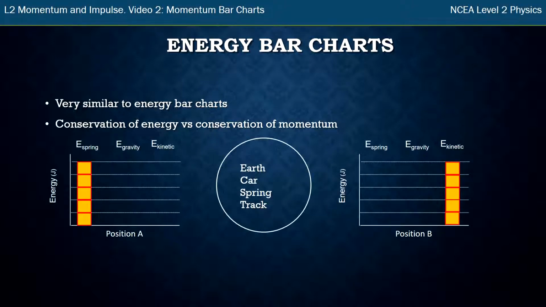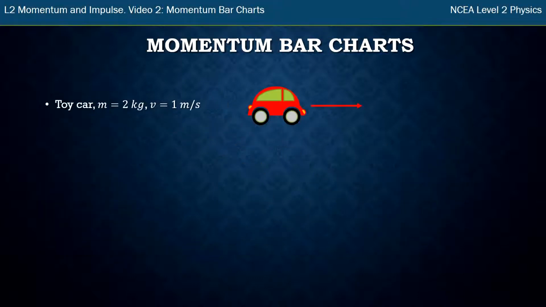So with energy that looks something like this. We had, for example, spring energy, and 5 units of spring energy became 5 units of kinetic energy. The total energy before is 5, the total energy after is 5. So we want to do something similar for momentum. However, momentum has direction. Momentum is a vector. It can be in the positive direction, it could be in the negative direction. And because of that, we have to modify these bar charts.